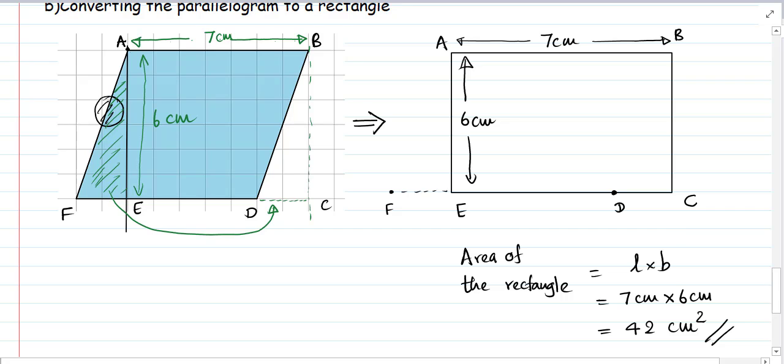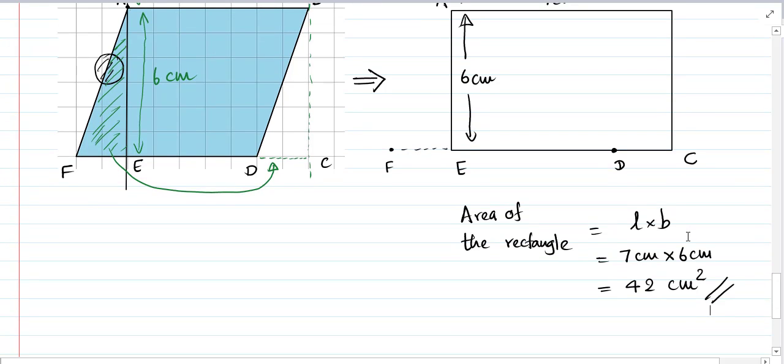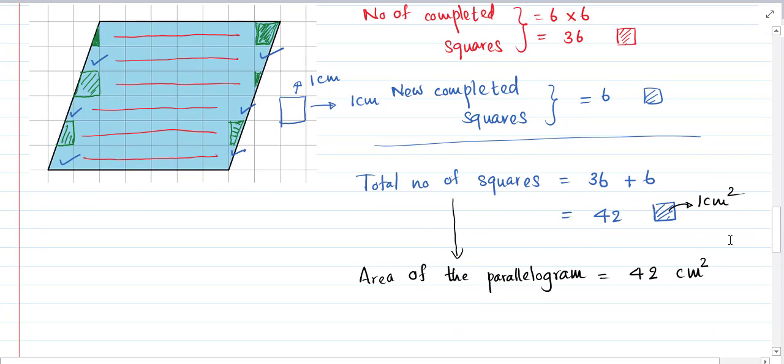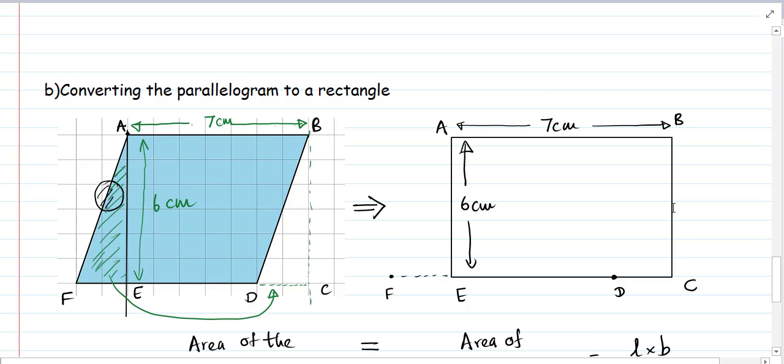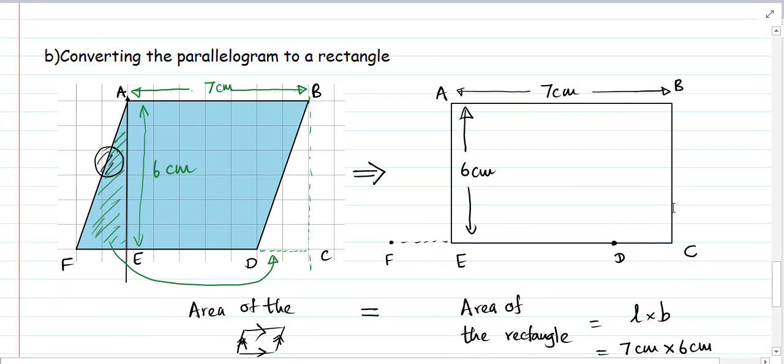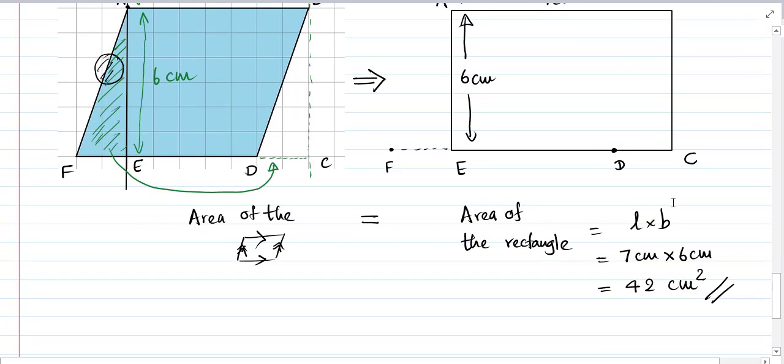Is that clear? Now let's compare those values. Here my answer is 42 square centimeters. Area of this rectangle must be equal to the area of the parallelogram. Clear? All these terms are the same. Here my answer is 42 square centimeters. You can see we had the same answer. Okay, so using this technique you can find the area.